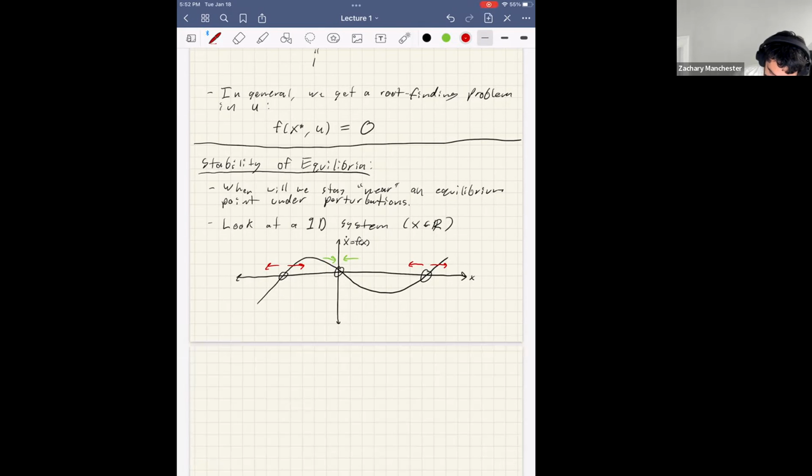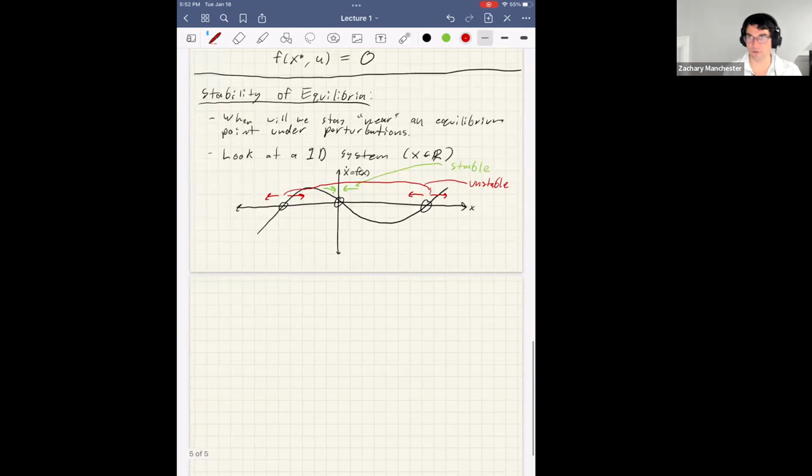very intuitively, we say the middle one here, this guy is stable, because under small perturbations, the dynamics will naturally restore me towards the equilibrium point. And then the other two we say are unstable, because if I get nudged a tiny bit away from the equilibrium point, that's it, I'm going. Okay, so any questions about that? Does that make sense to everybody?